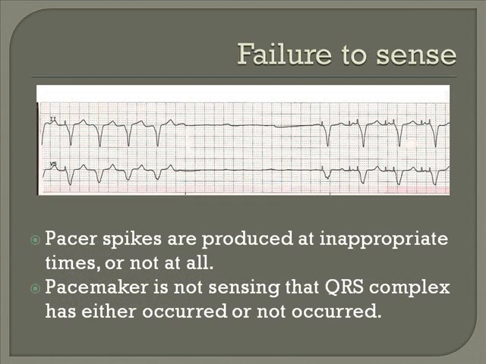Now, this next problem is called failure to sense. Normally, the pacemaker senses when there has been a heartbeat and when there has not been. And if there has not been, it creates a pacemaker spike. Now, when you look at this, you'll notice there's a long stretch where there are no pacemaker spikes and no QRSs. You'll notice there's one pacer spike on the first QRS, and then the heart creates some of its own, and then it stops, and there's no pacemaker spike to occur there.